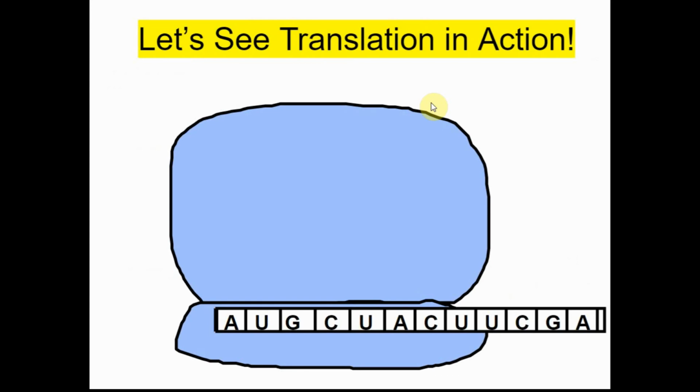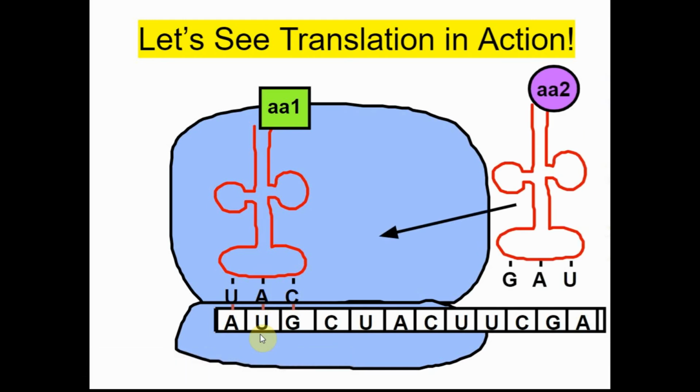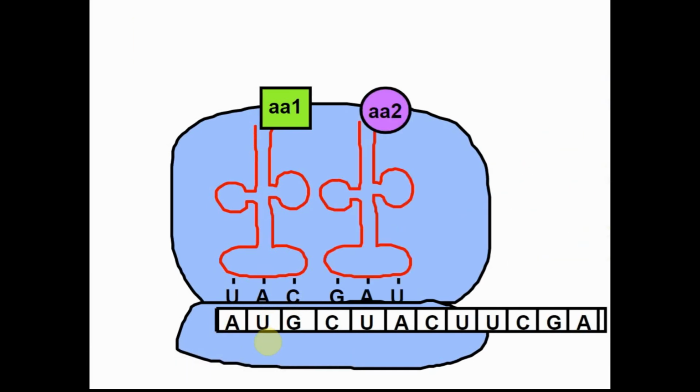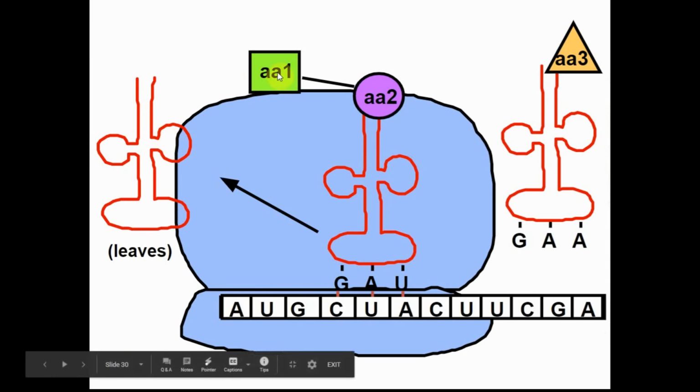Okay, this is just a little flip book where we can see translation in action. We've got our blue ribosome and our mRNA here. Notice we've got a tRNA coming in, matching up its anticodon with the codon on mRNA, and it's going to add its amino acid to the chain. Now we've got a second tRNA coming in. Those amino acids will join together by a peptide bond, and then we're going to kick out our first tRNA, and it leaves its amino acid behind as it adds it to the growing polypeptide.